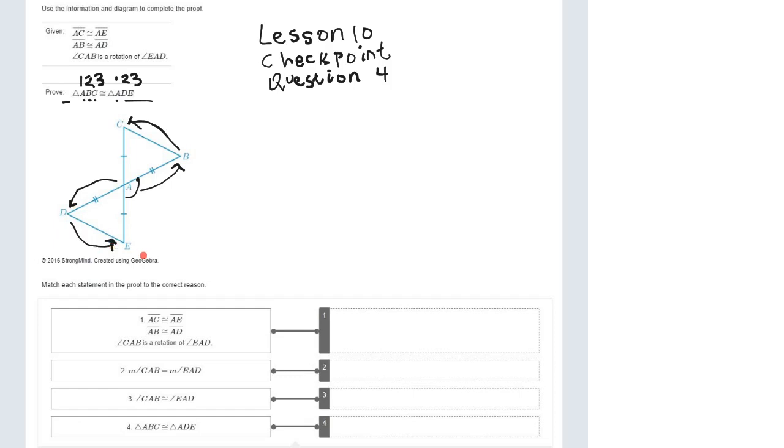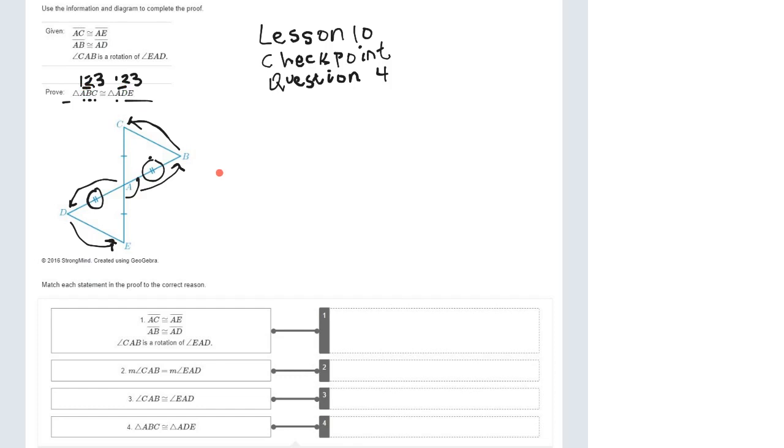Another thing you see here is we go from A to B. A to B has the 2 tick marks. Look over here, A to D, 2 tick marks. So these 2 are the corresponding segments. You can put segment marks over it.